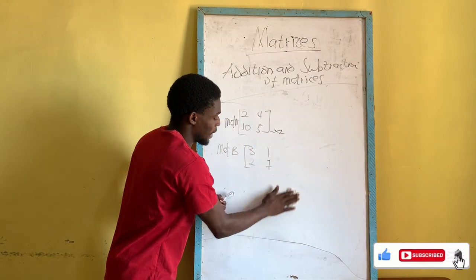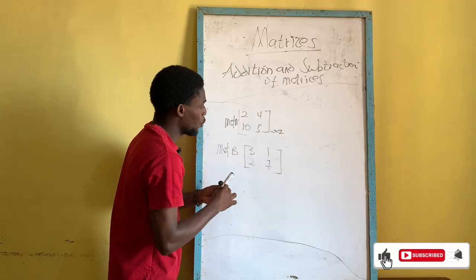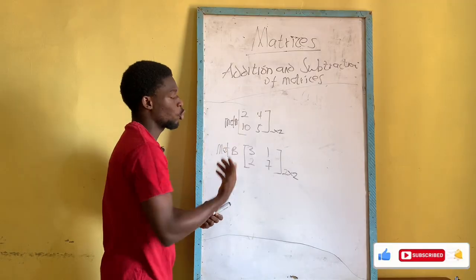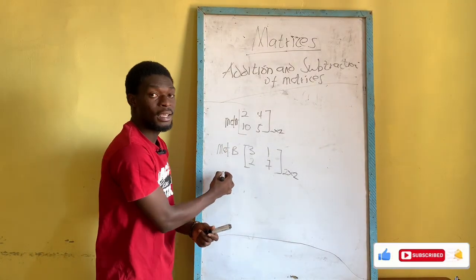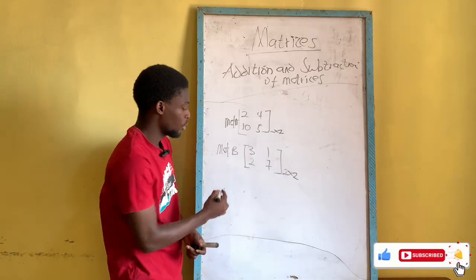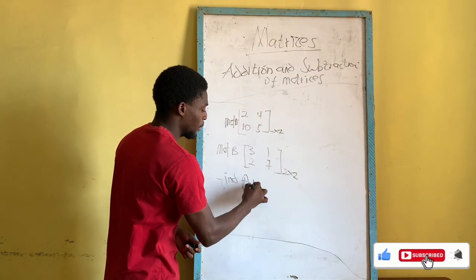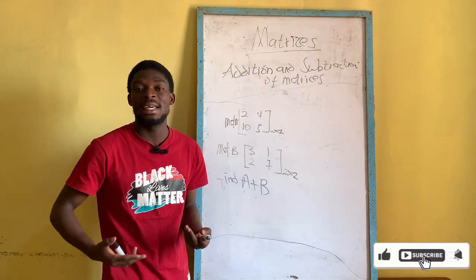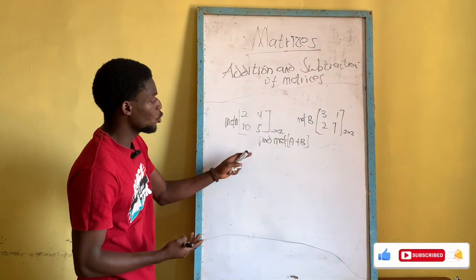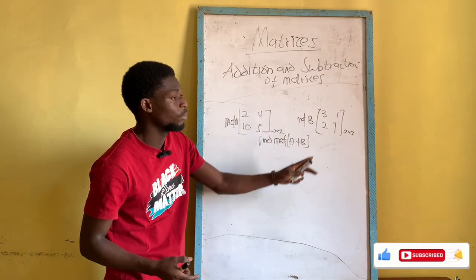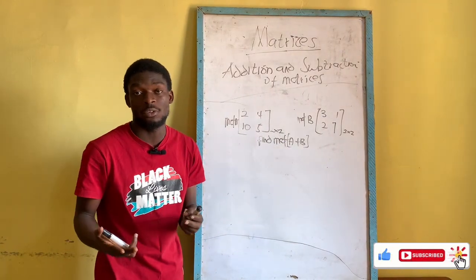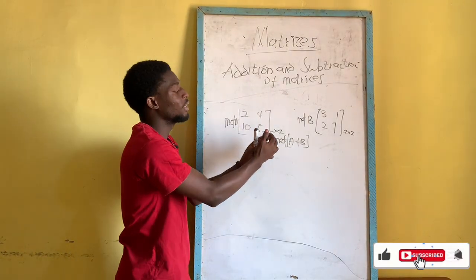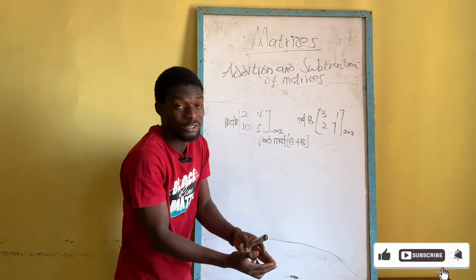So the example that I gave earlier, that's 3, 1, 2 and 7. We can add these two matrices because they are of equal dimension. Now, how do we add or subtract them? So let's find A plus B, that's matrix A and B. The question says we should add matrix A to matrix B. As I said, you can only add or subtract because they are of equal dimension, that the number of rows and columns in the first matrix is the same as the number of rows and columns in the second matrix, which is matrix B.